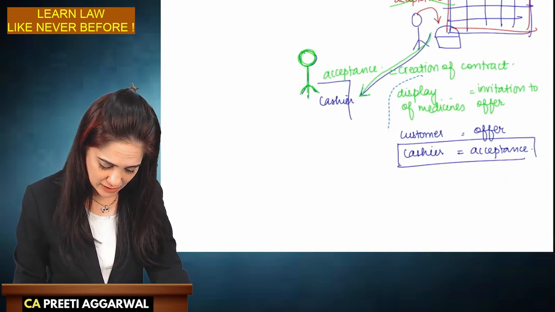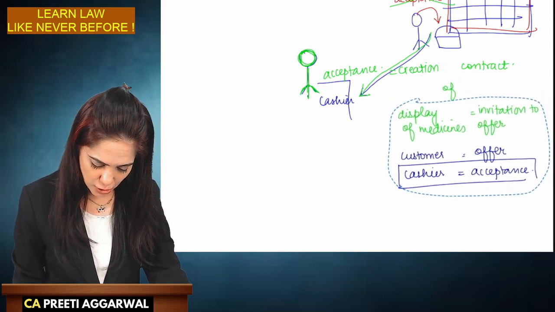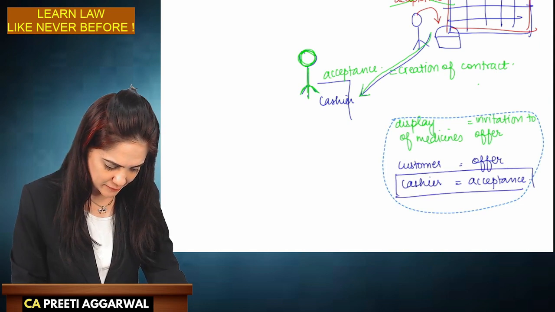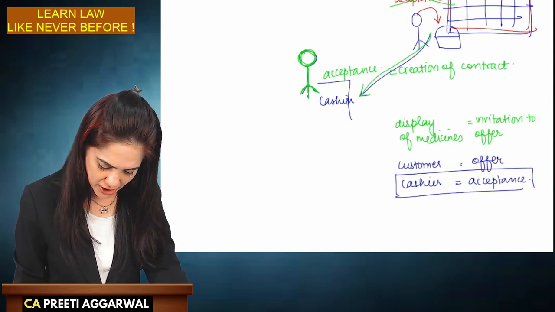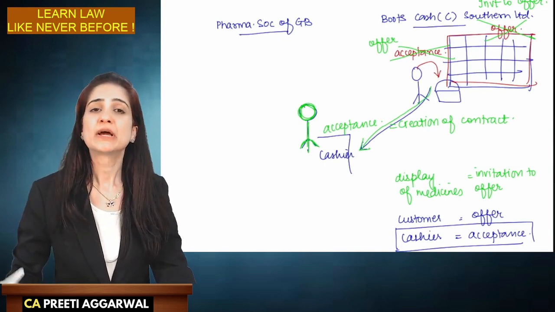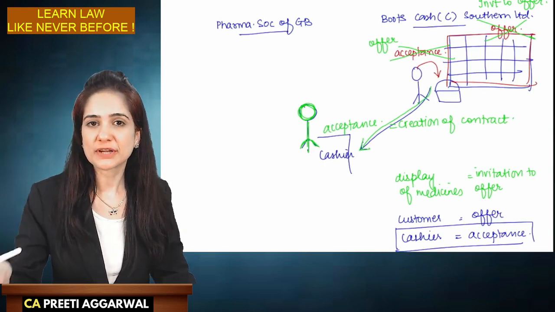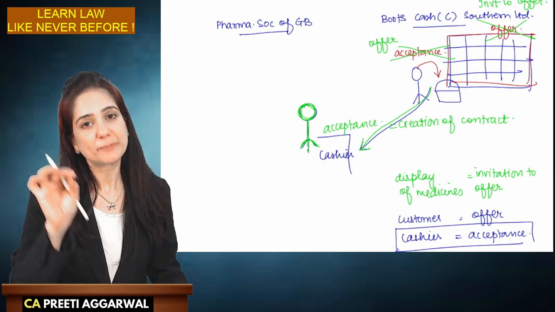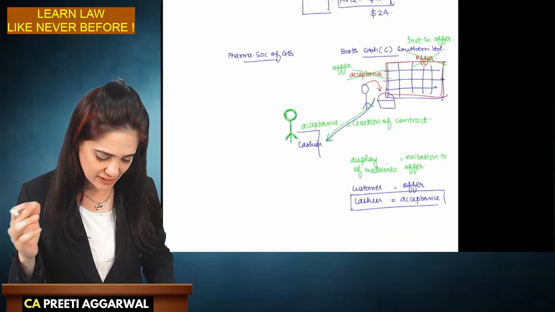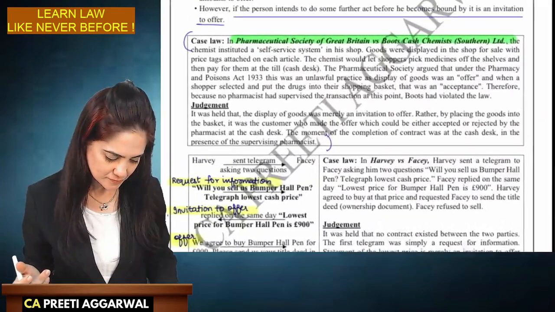So he can tell the customer, "Arey sir, you did not get the right medicines. Sir, didn't you check the date? These are all expired medicines. Wait, I will change them for you." So the point of creation of contract is at the cashier in the presence of a pharmacist. So there's no violation. Very, very important case for exam.